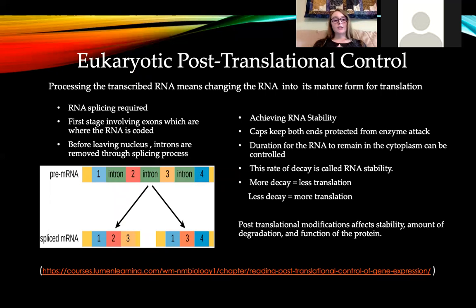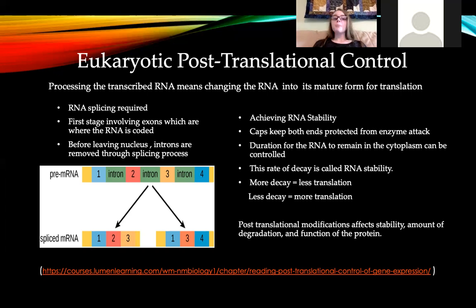Processing the transcribed RNA means changing the RNA into its mature form for translation, which means that RNA splicing is required. In the first stage, exons are where the RNA is coded, and before leaving the nucleus, introns are removed through the splicing process. The illustration beneath that point goes into more detail on how the spliced RNA is formed.